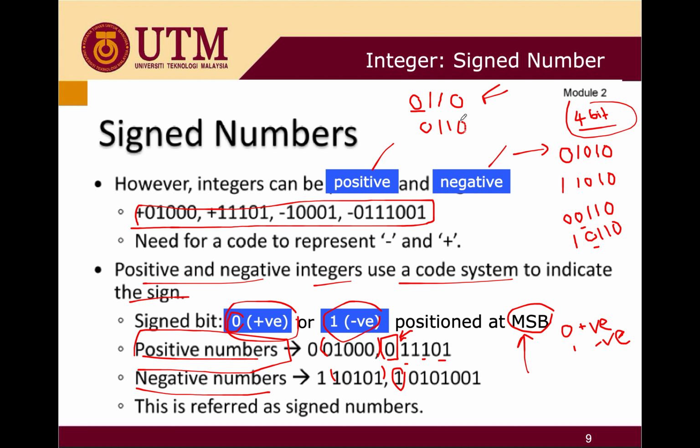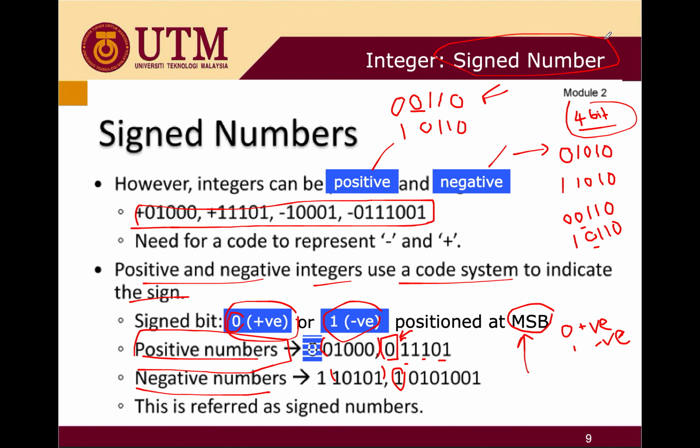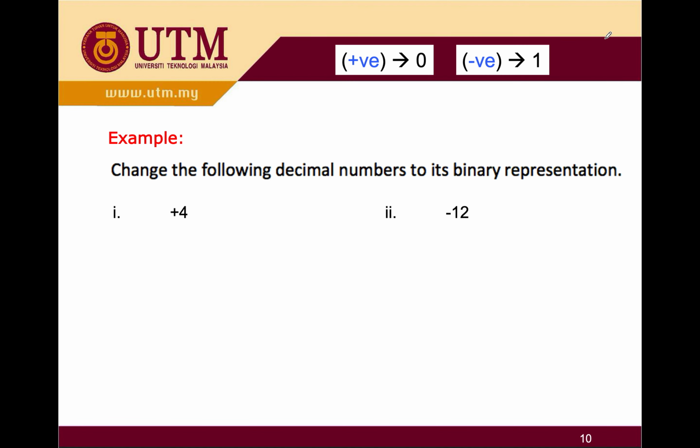Then later you can add what is in front of this number, whether it is positive or negative. Is it okay? So this is only for signed numbers, because after this you might get confused about how to change it. I will talk about it later, because I want you to focus on signed numbers first. So let's move to another example.